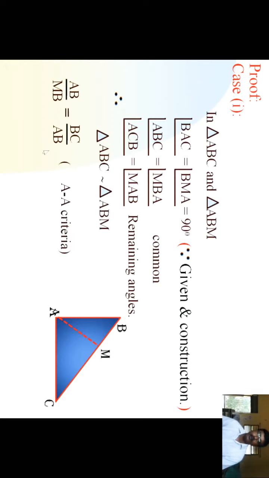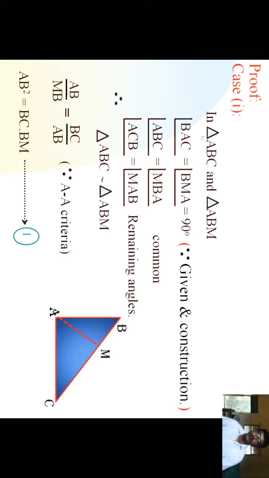Now when we do the cross multiplication of this, what I'm getting is AB multiplied with AB, that is AB square, is equal to BC and MB. Okay, so on doing the cross multiplication, here comes AB square is equal to BC into BM. Let me take this as the result 1 of case 1. So let it be equation number 1.